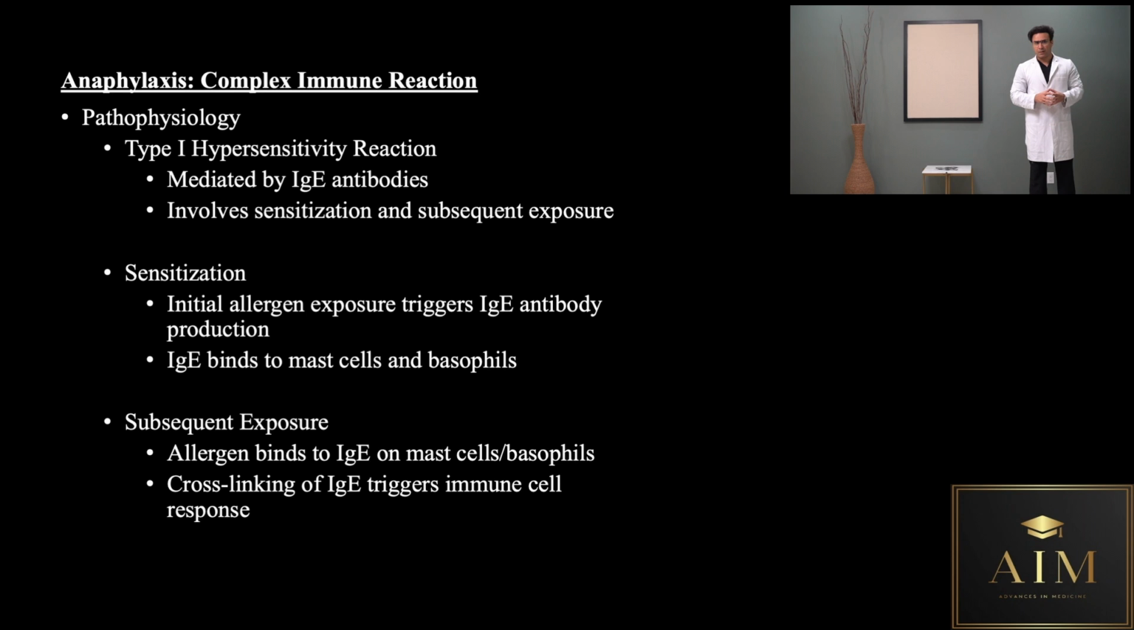Now let's fast forward to the second encounter with the same allergen. This is where the real action begins. The allergen molecules, upon re-entry into the body, bind to the IgE antibodies already stationed on the surface of mast cells and basophils. It acts like a lock and key mechanism, with the allergen being the key and the IgE antibody serving as the lock. This binding event, also known as cross-linking, is the trigger that sets off a rapid and powerful response by these immune cells. When the cross-linking occurs, it's like flipping a switch and unleashing a cascade of events.